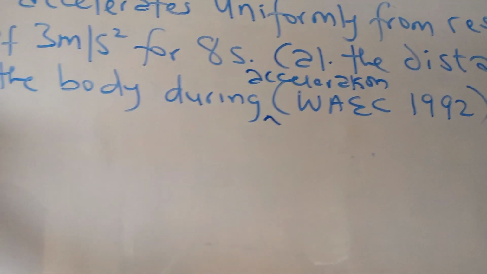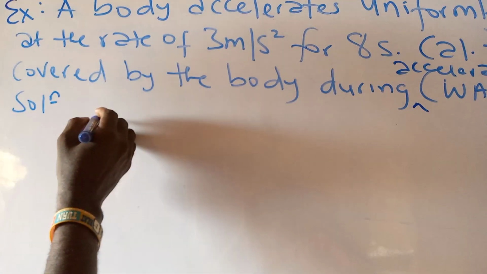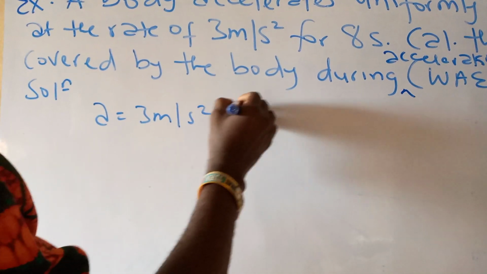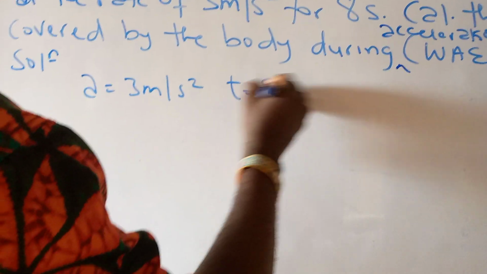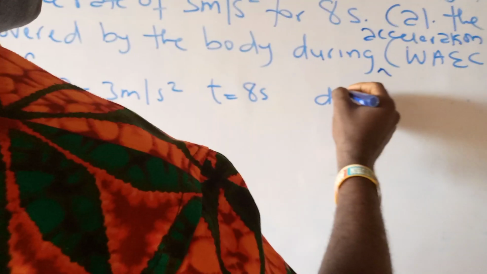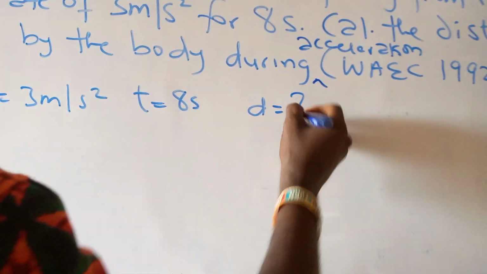Okay, the first thing you do is to write your parameters. Acceleration is 3 meters per second square. Your time is 8 seconds. And the distance, because it says distance covered, is what? We don't know.